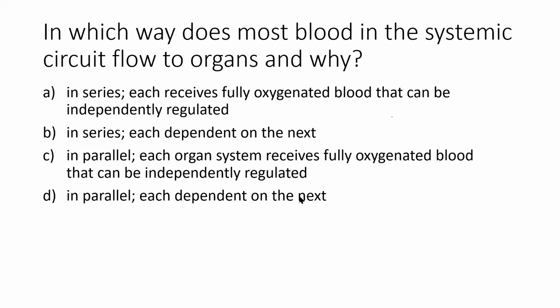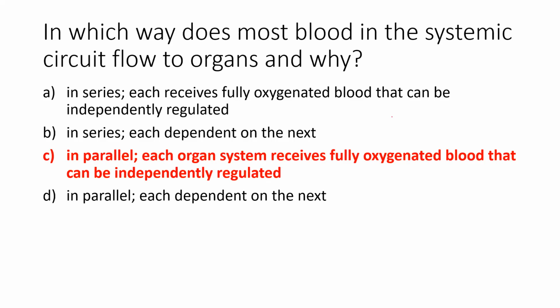And what that means is that each organ system gets its own share of the blood, and it can regulate independently from the other systems. So the blood that's going to the brain has nothing to do with the blood that's going to the lungs, the blood that's going to the liver, the blood that's going to the reproductive organs, the limbs, etc. And so the correct answer here is C. In the systemic circuit, the blood is flowing in parallel. Each organ system receives fully oxygenated blood that can be independently regulated. Okay. And so the reason that D is incorrect is because this dependent on the next is not true, right? It's independent of the other branches of that organ systems.